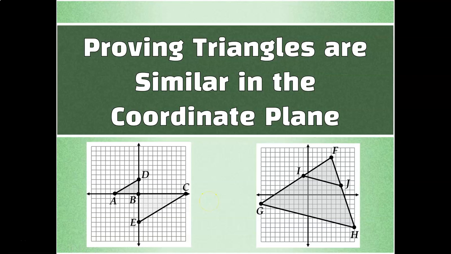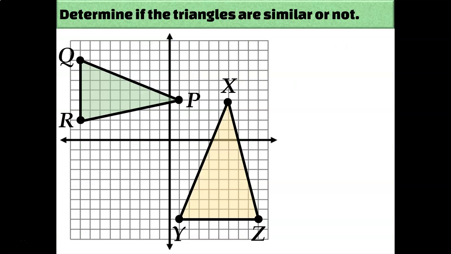Let's talk about how we can use angle-angle, side-side-side, or side-angle-side similarity theorems to prove that triangles in the coordinate plane are similar. For example, how could we prove that these two triangles are similar? Well, they look pretty similar, so they must be similar, right? Well, we have to prove it. We have to actually show why we think these are or are not similar.